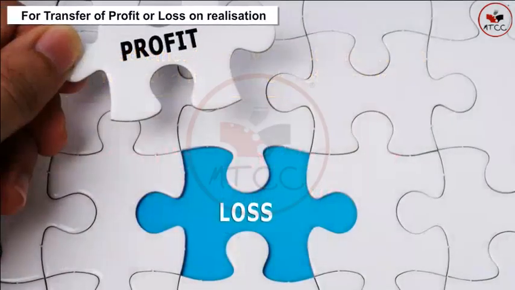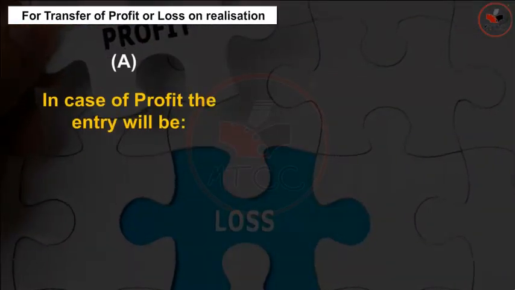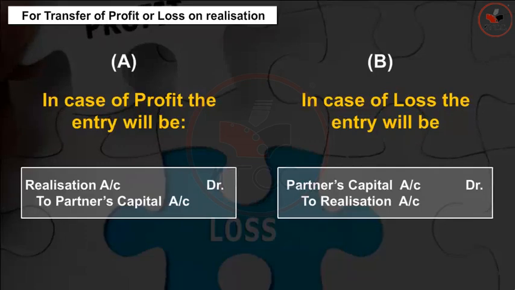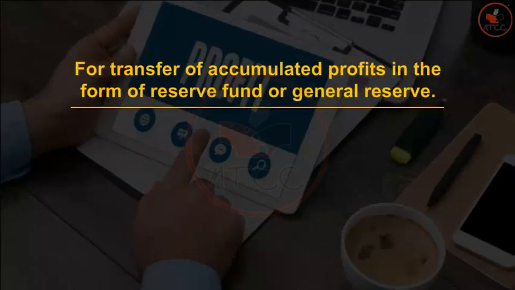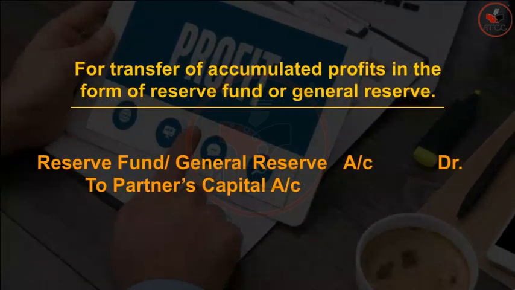For transfer of profit or loss on realization: in case of profit, the entry will be as follows. In case of loss, the entry will be as follows. For transfer of accumulated profits in the form of reserve fund or general reserve, the entry will be as follows.